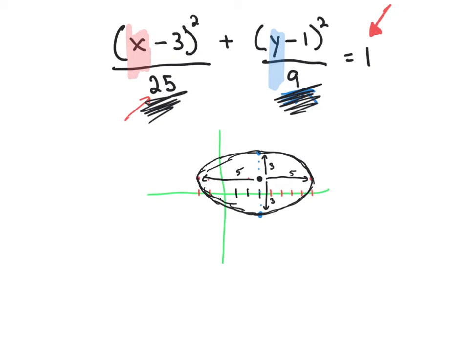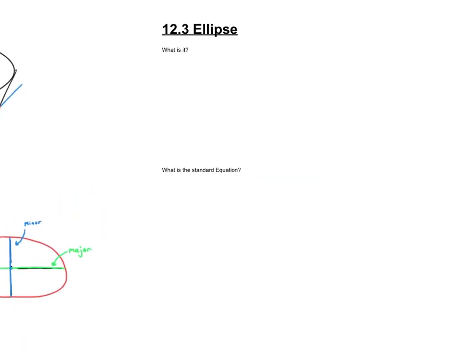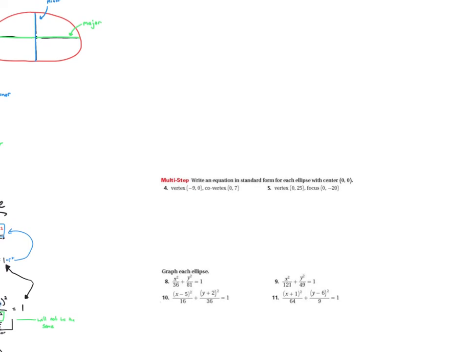Where do I center it? How far do I stretch it? Now, there are other things on an ellipse that are called the foci, or the focus points, and there's vertices, and there's all kinds of things like that. But we are just going to be focused on the center and the radius, the major axis and the minor axis. Okay, so let's take a look at a few of these different things. What is it? We talked about that. What's the standard equation? We got that.